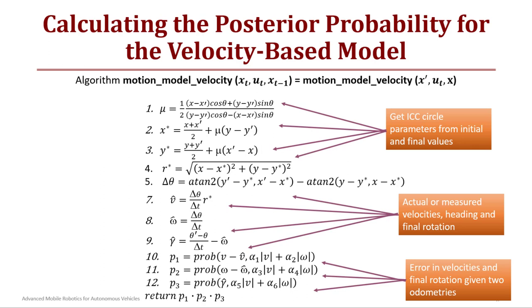And then from that, we're going to find the change in heading, which is delta theta, and then use delta theta and delta t. And we're going to find v hat, omega hat, and gamma hat. And then from those, we're going to find the probability, which is the difference between v and v hat, omega and omega hat, and gamma and gamma hat, p1, p2, and p3. And we're going to pass those through our triangular distribution for modeling error and then return p1, p2, and p3. Let's take a look.